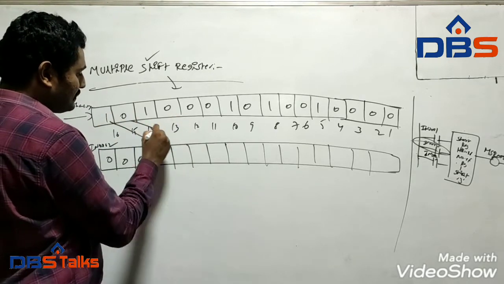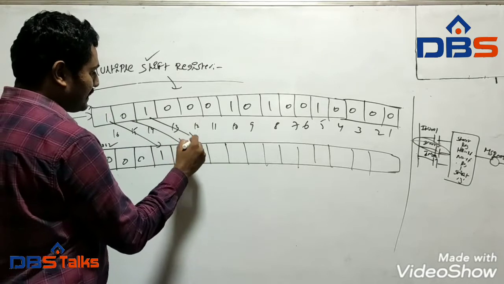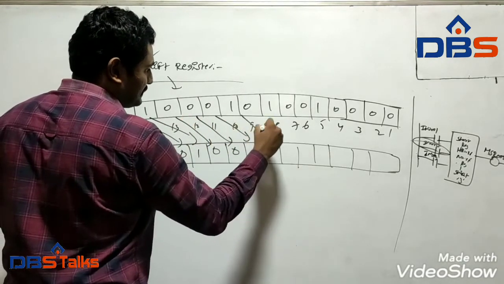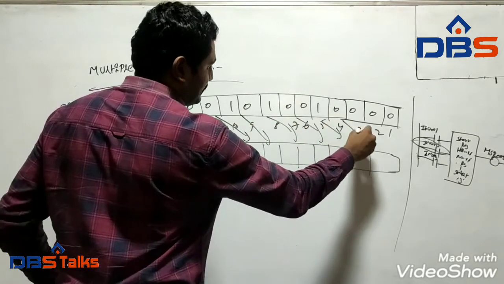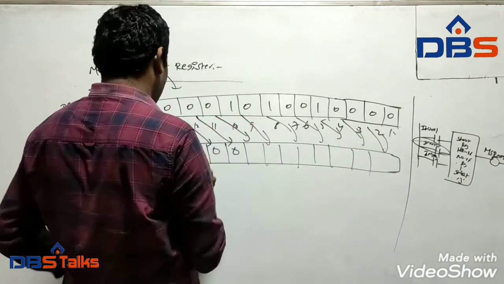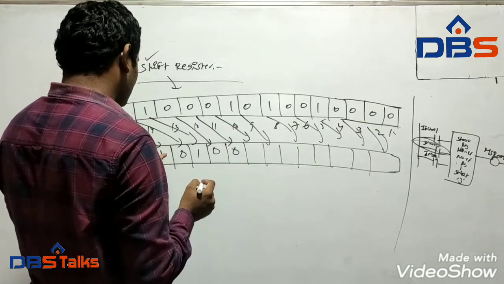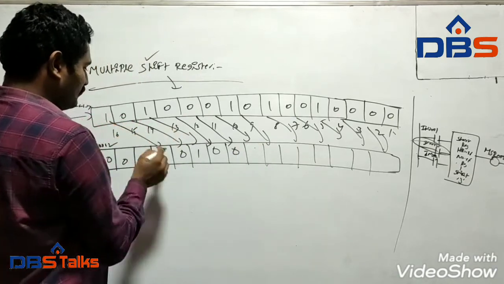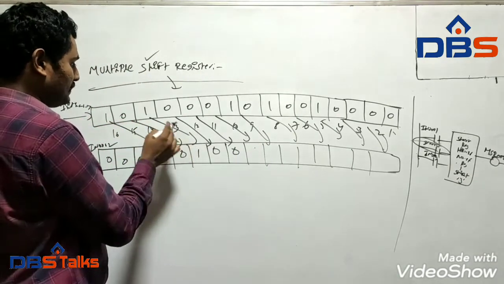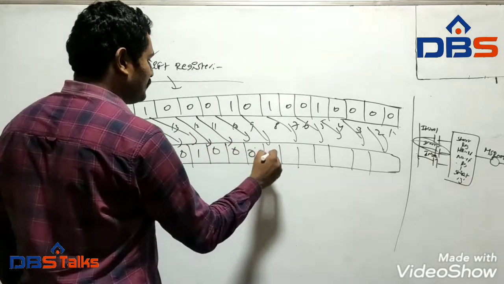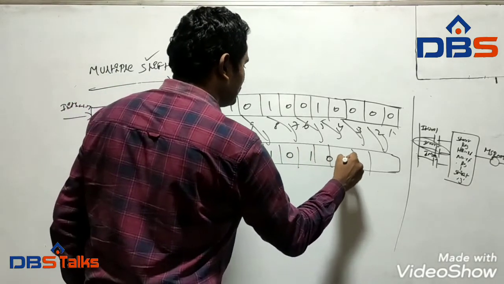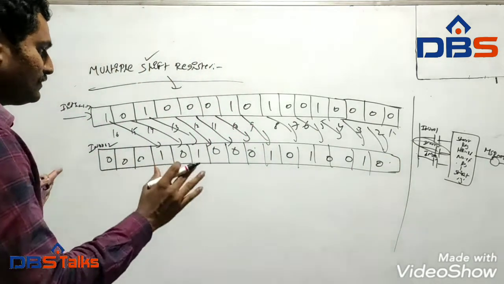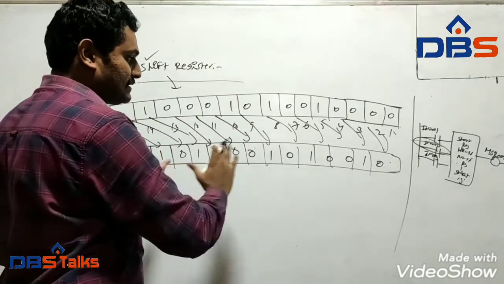So 1 is here, 0 is here, 1 is here, 0 is here, and 0, and this is the repetitive section. This is the repeat mode of the registers. That means we have to re-enter this pattern: 1, 0, 1, 0, 0, 1, 0, 1, 0, 0, and 0, 1, 0, 1, 0, 0, 1, 0. Like in this manner we have to shift the registers.